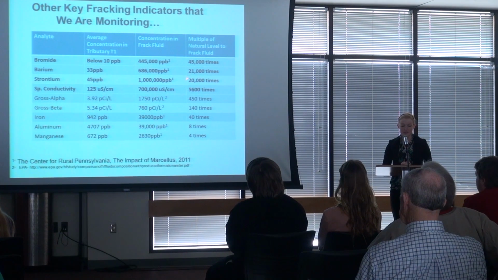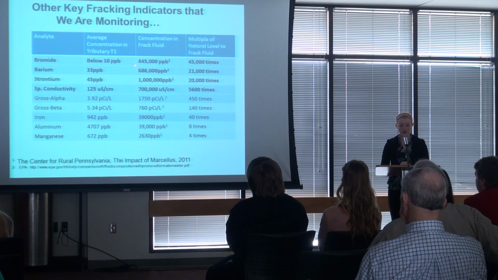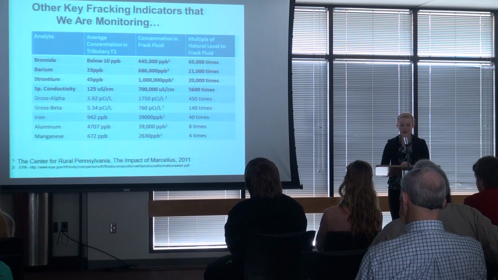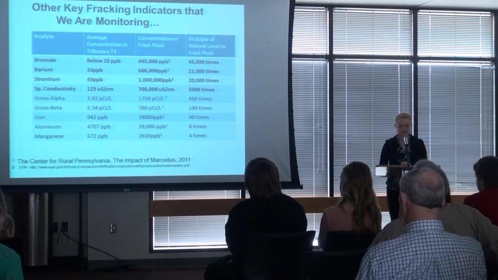Bromide may be our best indicator of all. Its levels in natural water have been below 10 parts per billion every month for every stream. Yet, in frac fluid, average bromide concentrations are 445,000 parts per billion.